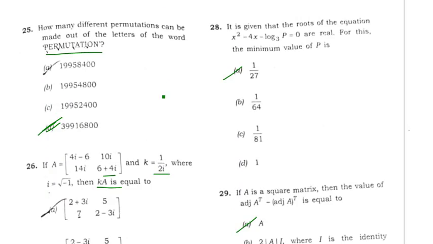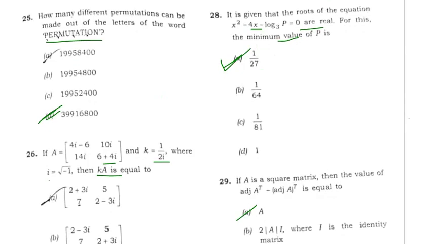just a second. It is given that the roots of the equation x square minus 4x minus log p to the base 3 equal to 0 are real. For this, the minimum value of p is... so the minimum value of p will be 1 by 27. You will get the answer after differentiation.